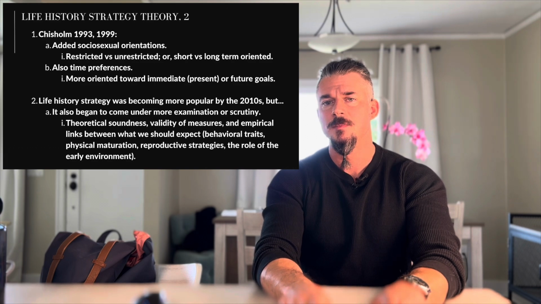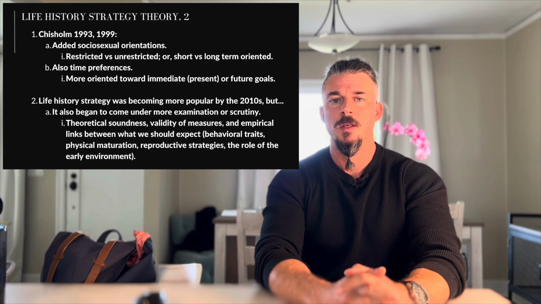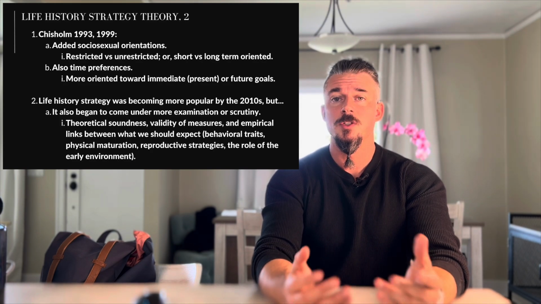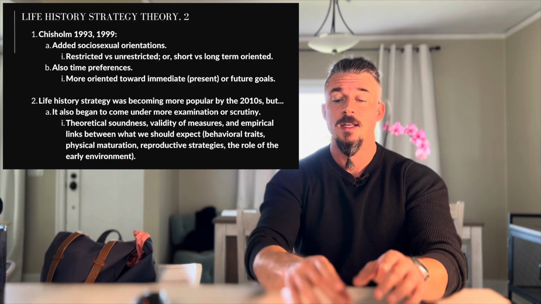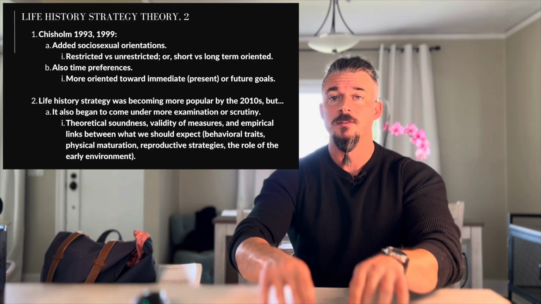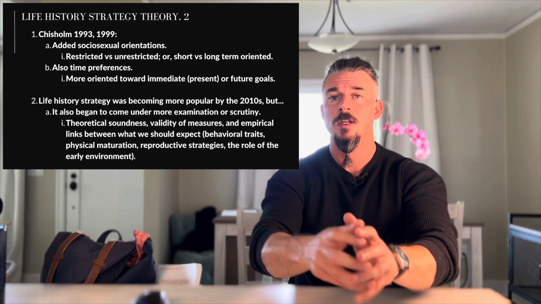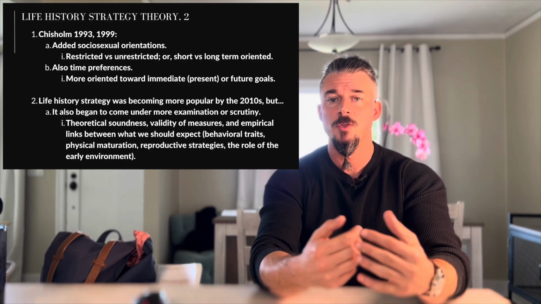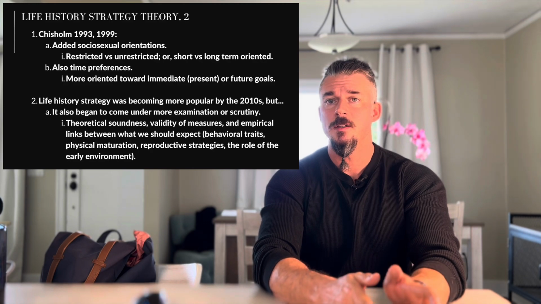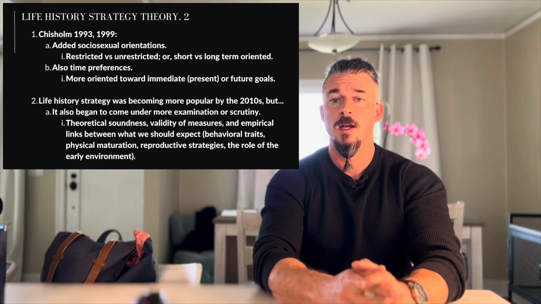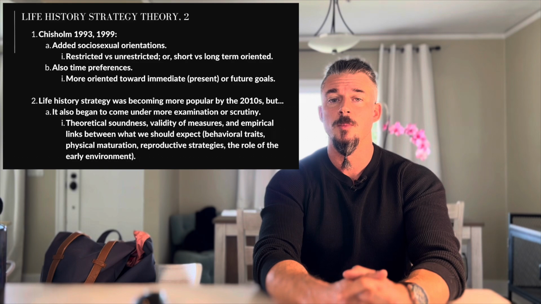Some things added to life history strategy down the road. 1993, 1999, Chisholm. So, sociosexual orientations, we've talked about that many times on this channel, right? A predisposition toward sexual variety, sexual novelty, the desire to seek out multiple sexual partners, attitudes toward casual sex. Are sociosexual orientations restricted or are they unrestricted, right? Or are they short-term versus long-term orientation?